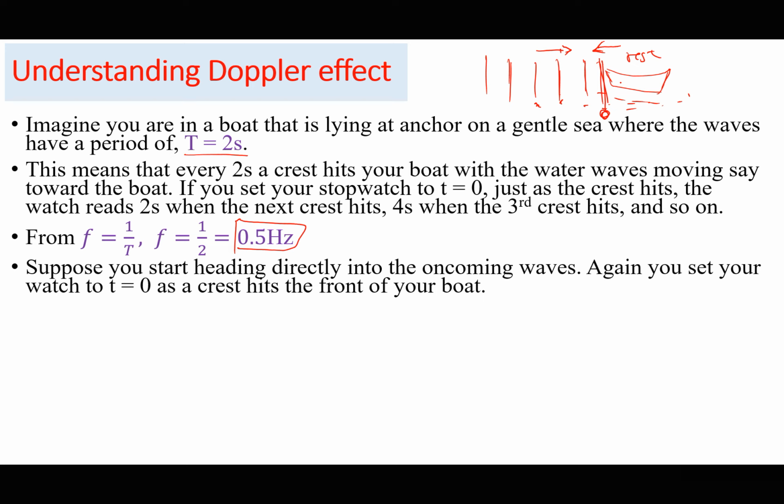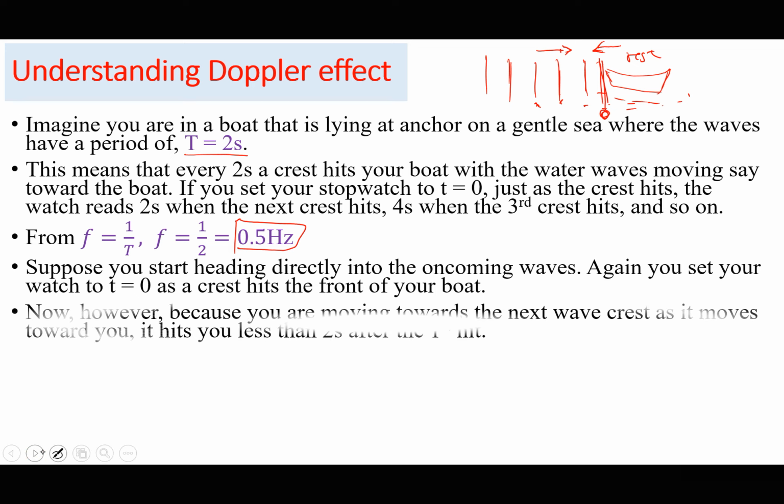You are moving towards the direction from which the waves are coming. Because you are moving towards the next wave crest as it moves towards you, it hits you less than 2 seconds after the first hit. Imagine you are moving towards a person who is also moving towards you. It means you are going to meet at a certain point in the shortest time possible. So the next crest will hit the boat in a time which is less than 2 seconds.